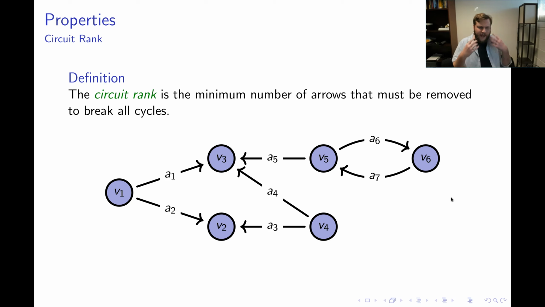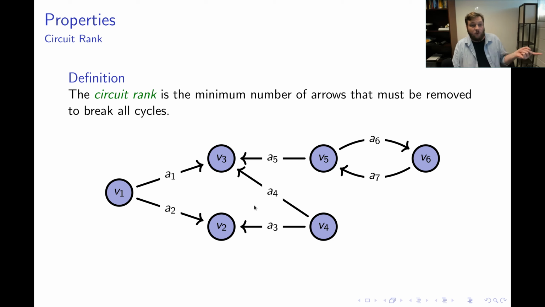Now, the underlying concept of circuit rank says that if I look at this directed graph, it looks to me like there are 2 important cycles. There's this part over here that loops around, and there's this part over here that loops around. Well, the concept of circuit rank gets to the heart of the matter that we're noticing. So the question is, if my goal was to break all of the cycles in this directed graph, what is the minimum number of arrows I would have to remove in order to do this?